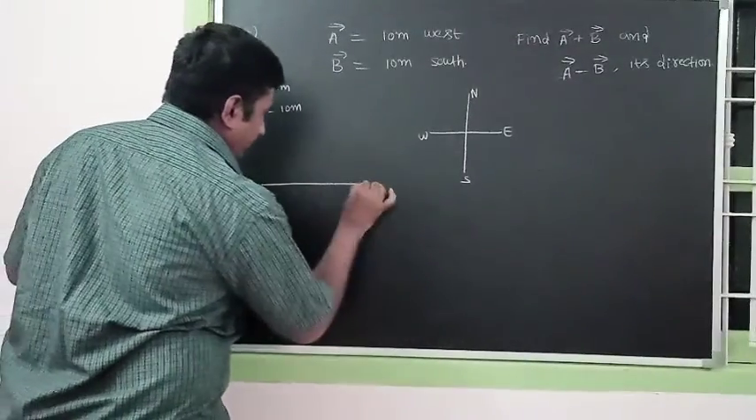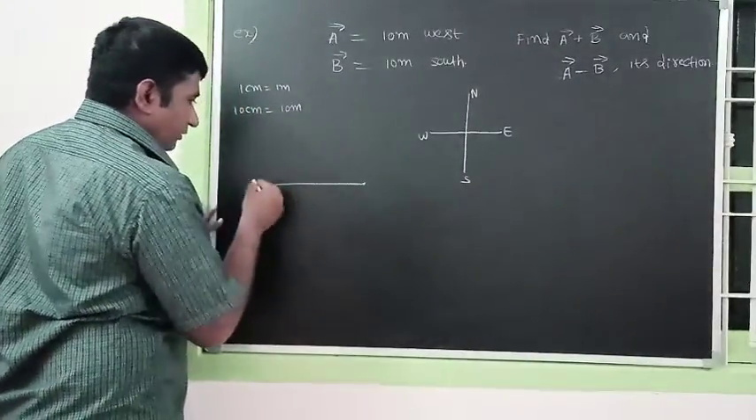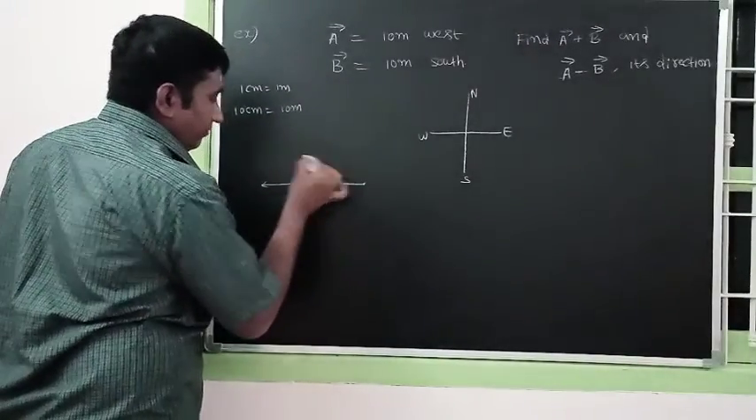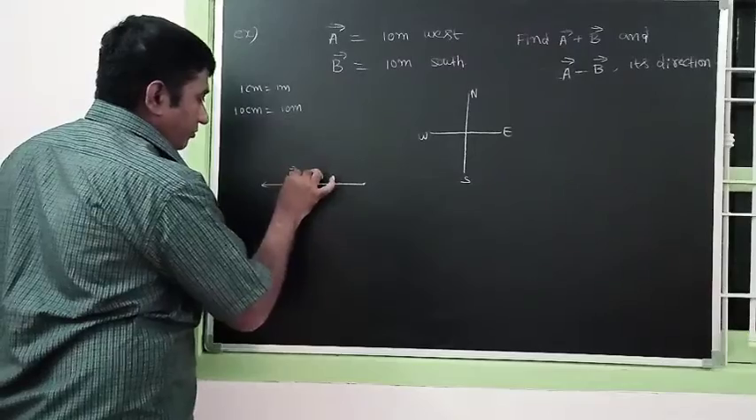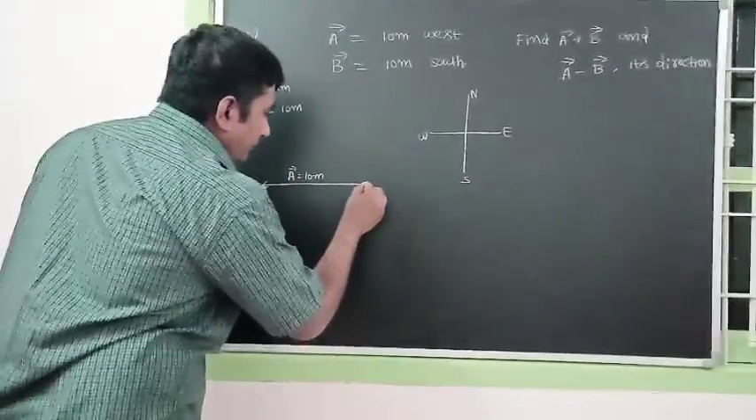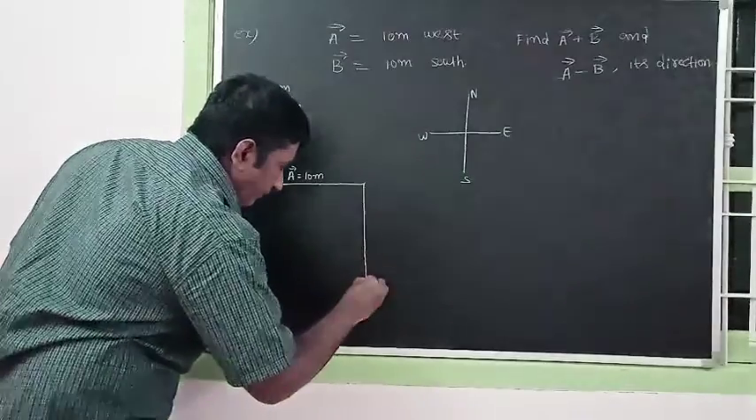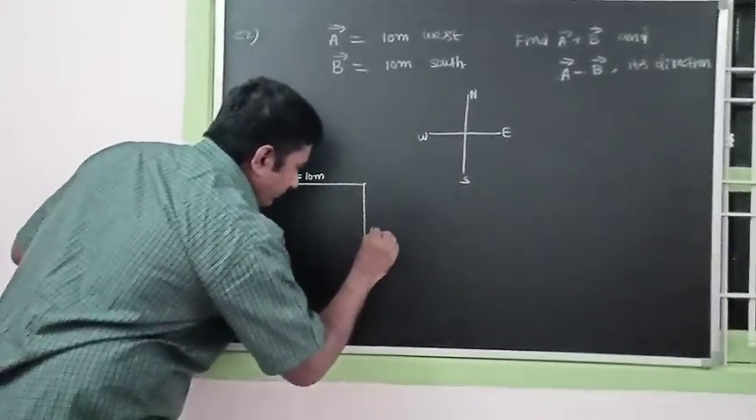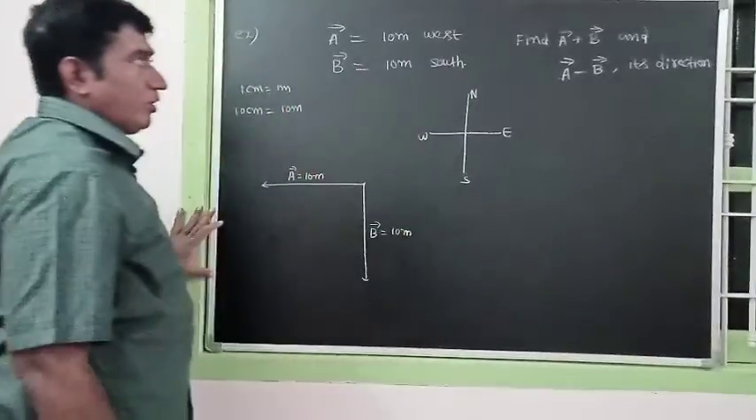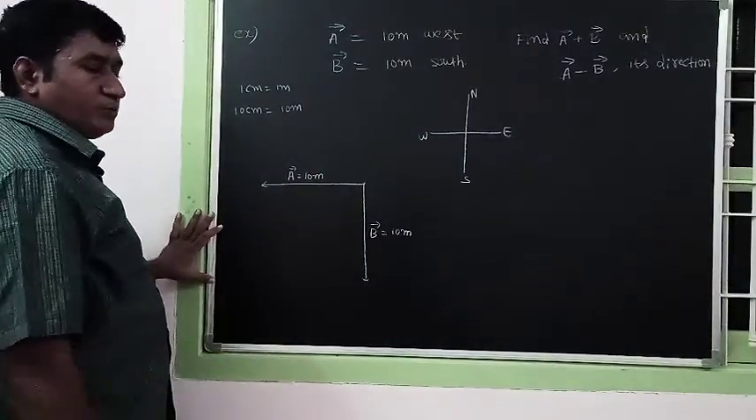First, this is nothing but A vector, which is 10 meters. A vector is equal to 10 meters. Next one is B vector, 10 meters south. So this is the B vector, which is nothing but 10 meters. Then what should I find? A vector plus B vector.